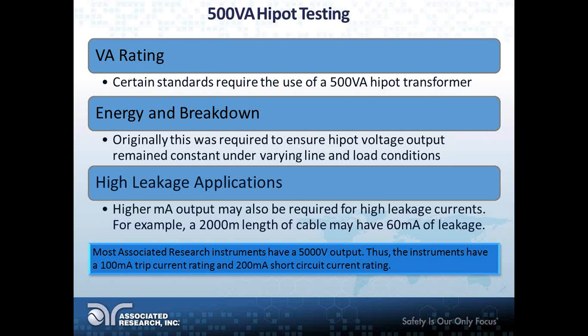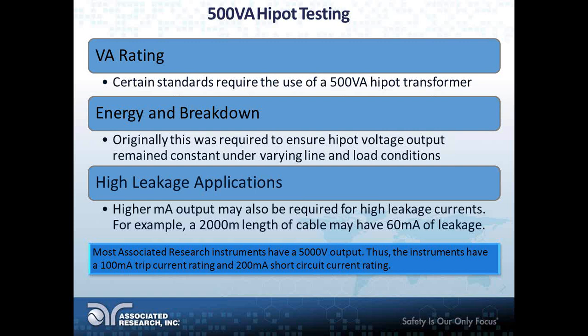And this goes way back to when Hipot testers were basically just a big transformer that you would use to apply voltage. Originally, I believe this was required to ensure that the Hipot voltage output remained constant under varying line and load conditions. I'm going to talk about that more in a minute. There are also applications where, even if the standard doesn't call for it, you may need something with a little bit more trip current capability. Let me give you an example.